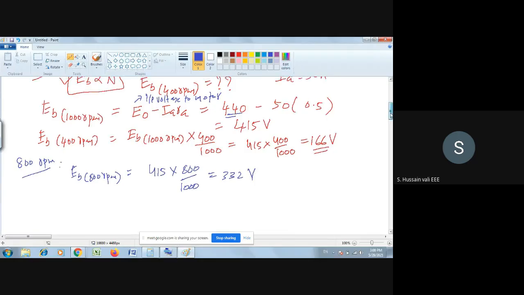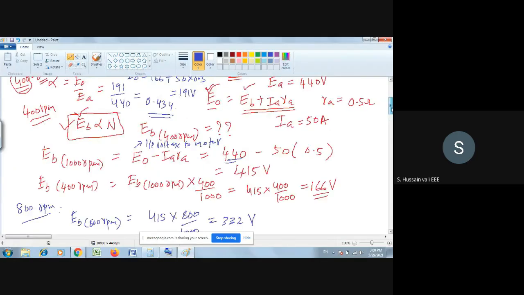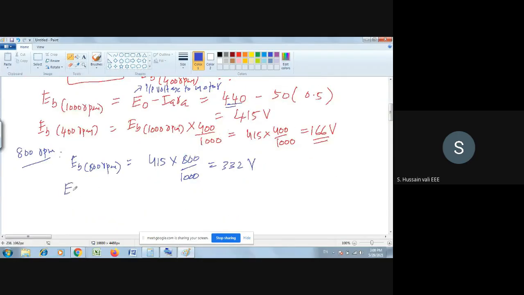Then what is E naught? We are repeating the same problem, so you don't need to worry much. E naught is equal to EB 332 plus 50 into 0.5, that is 25. So 25 means 357 volts. So 357 volts is E naught.